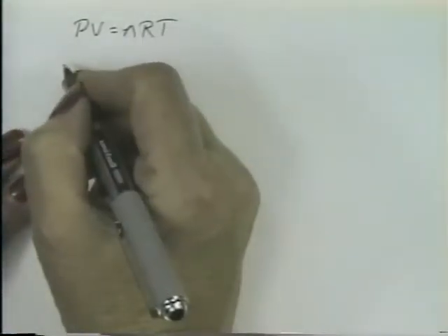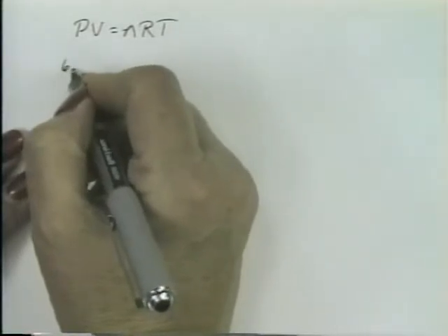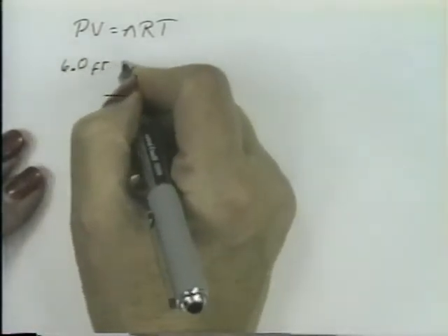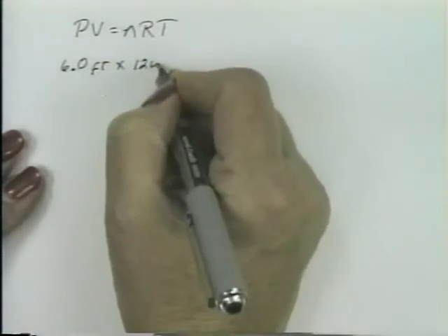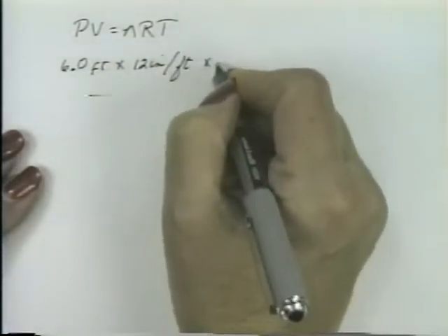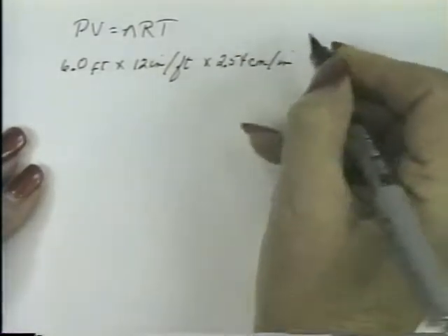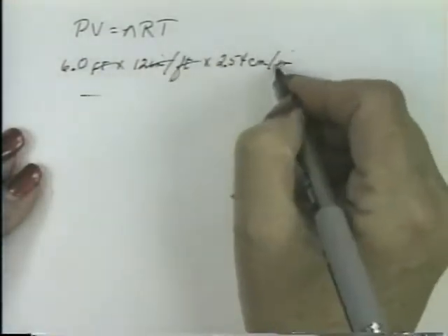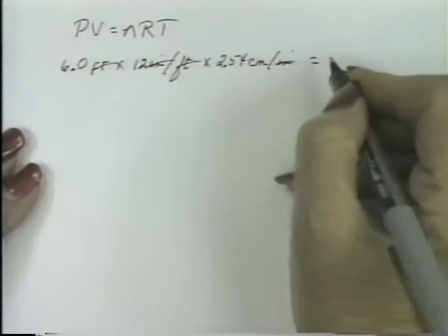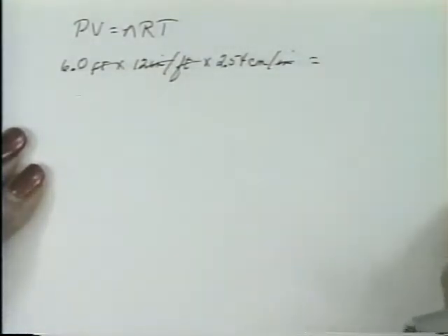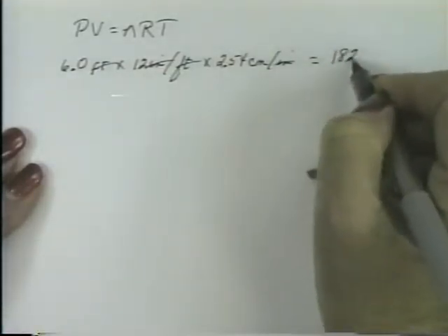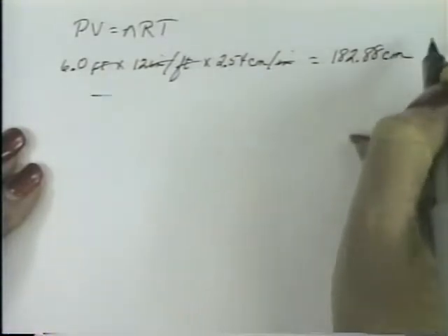Well, that container, I believe, is 6 feet times 12 inches per foot times 2.54 centimeters per inch. Did you get that? Feet cancel and inches cancel. And that's going to be one of its dimensions. So let's see. 6 multiplied by 12 multiplied by 2.54. And I get that that is 182.88 centimeters on that side.